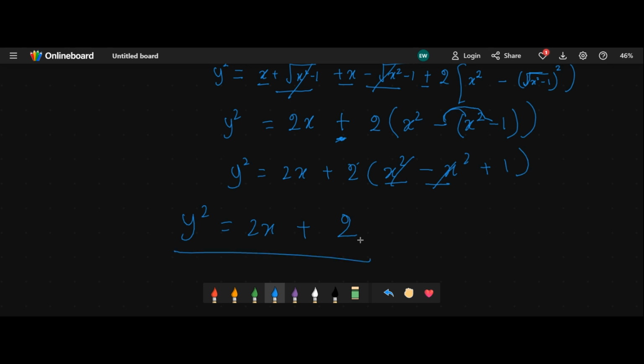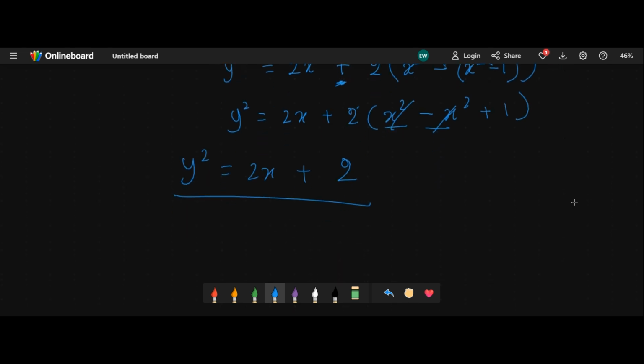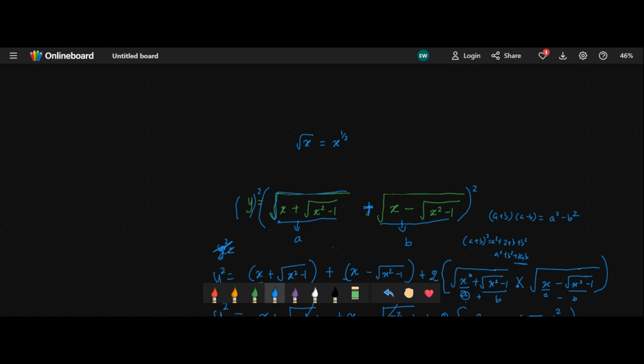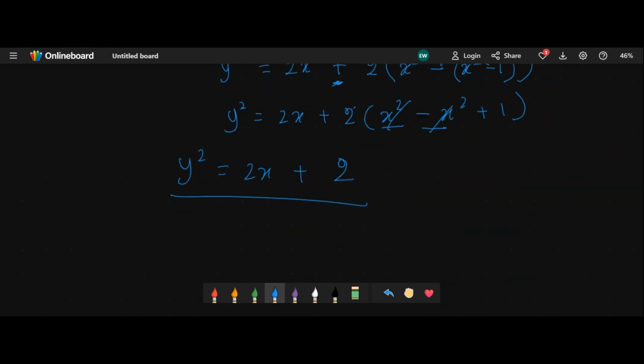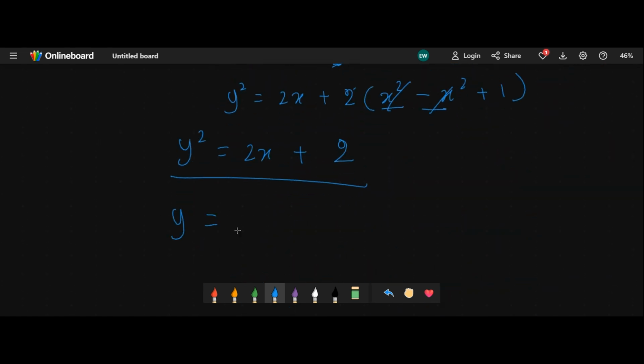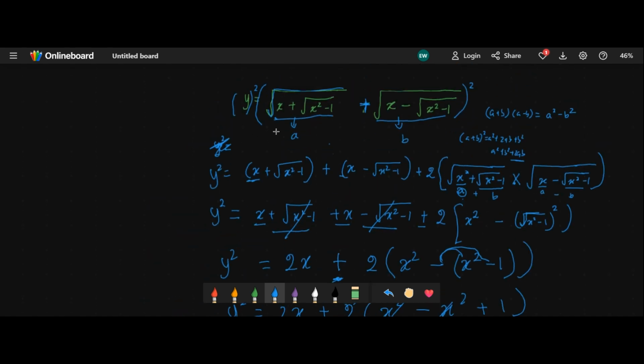You see here, at the start it was a very complex square root equation. Now you see here, so what is y? Y is square root 2x plus 1. Actually, this square root 2x plus 1 is the same as this.